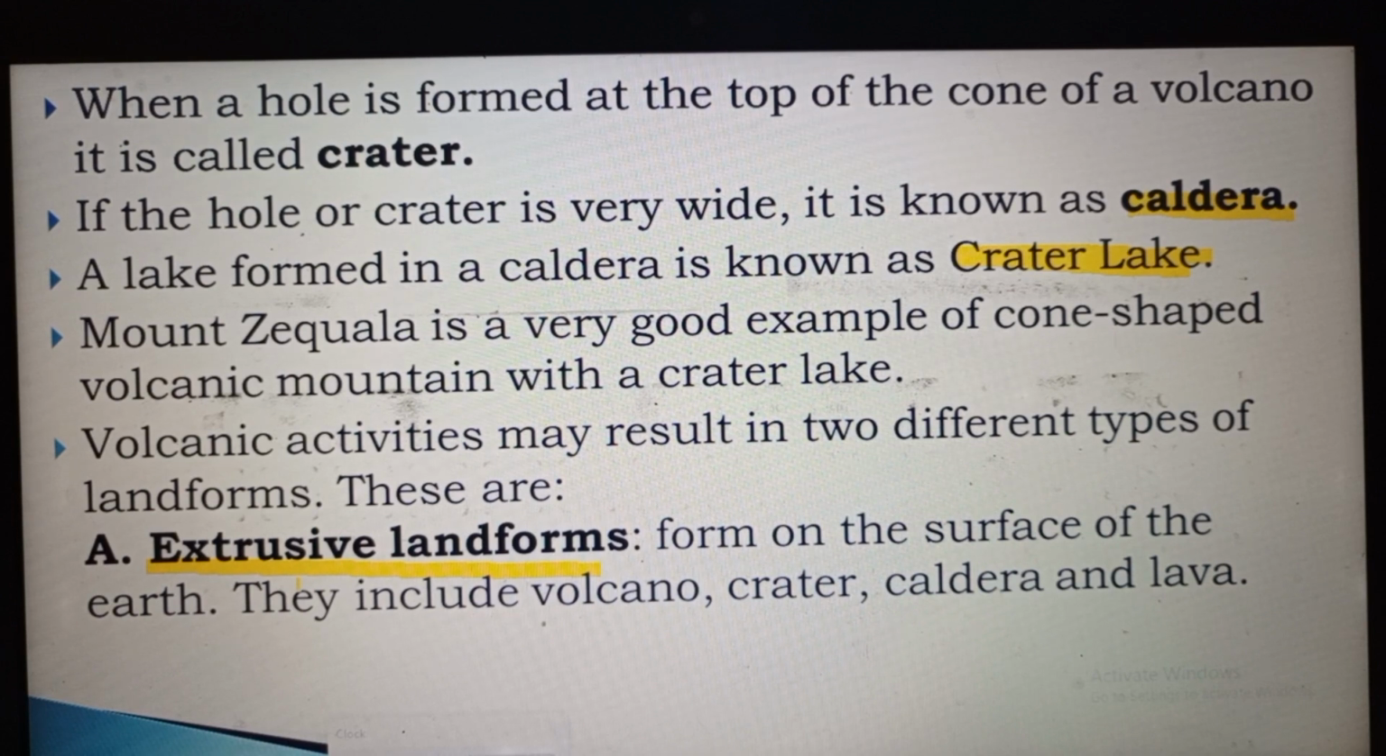So extrusive landforms are formed on the surface of the earth, on the external part of the earth. They include volcano, crater, caldera, and lava. All these things are located on the surface of the earth, and they can be seen by the naked eye. Why? Because they are found on the surface of the earth. Crater, caldera, and lava are all found on the surface.